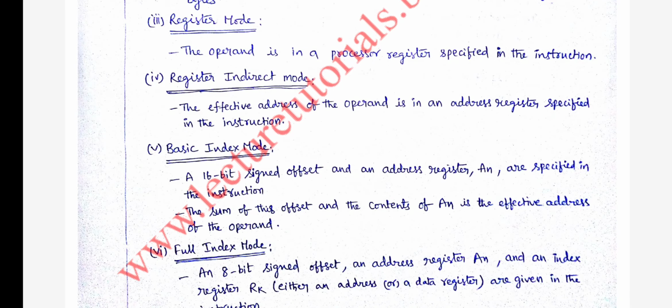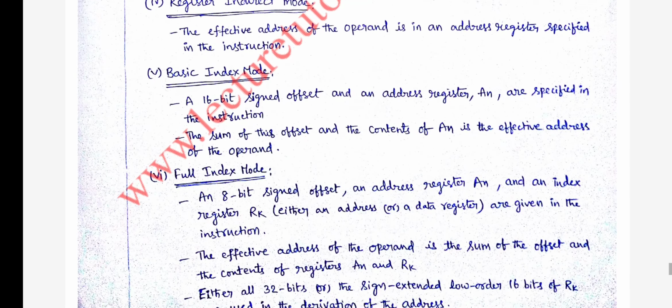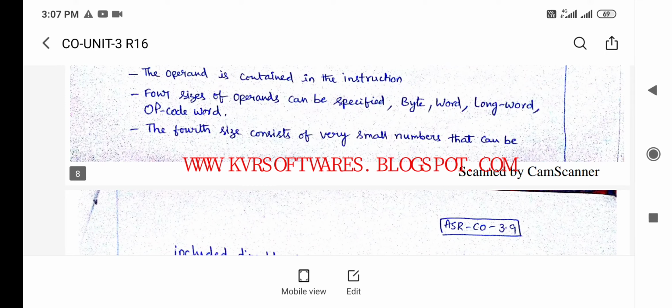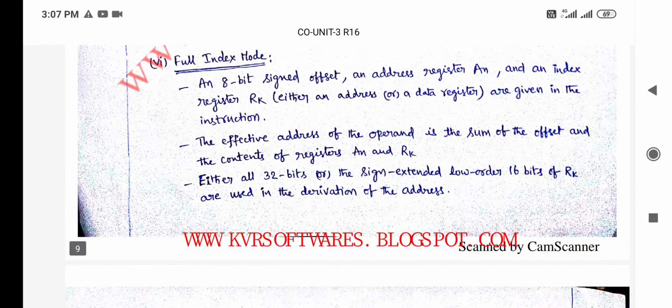Register indirect mode. The effective address of the operand is in an address register specified in the instruction. Basic indexed: a 16-bit signed offset and an address register An are specified in the instruction. The sum of this offset and the contents of An is the effective address of the operand. Already we have seen this in the table.